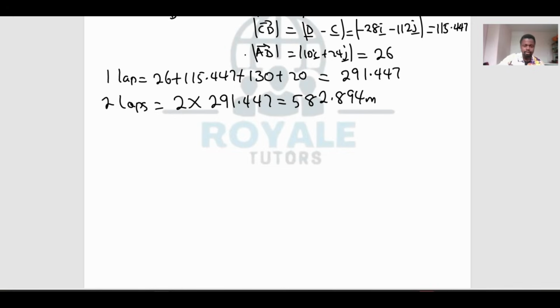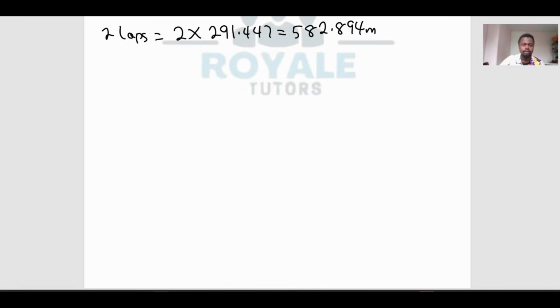Now, let's see average speed. Average speed is total distance covered, which is 582.894, divided by total time taken, 5 minutes. However, how do they want us to leave the answer? So let me put meters here and then minutes here.